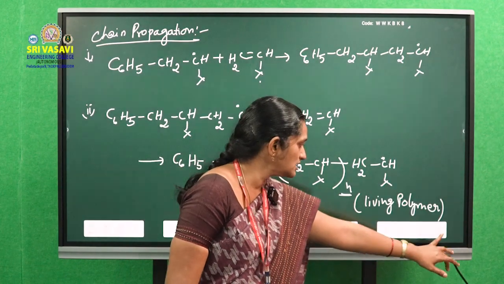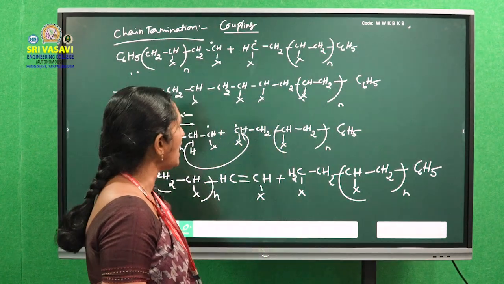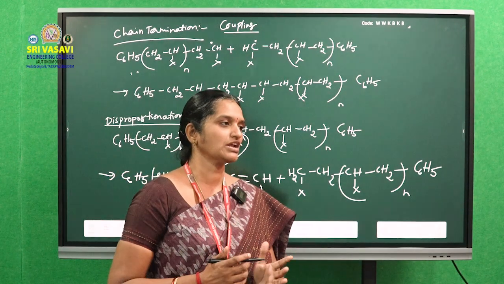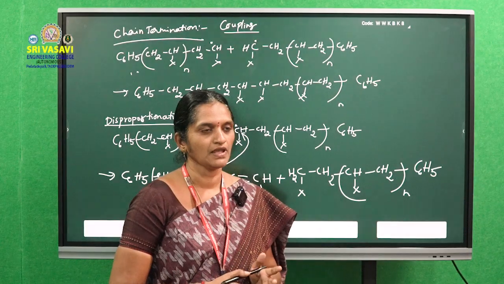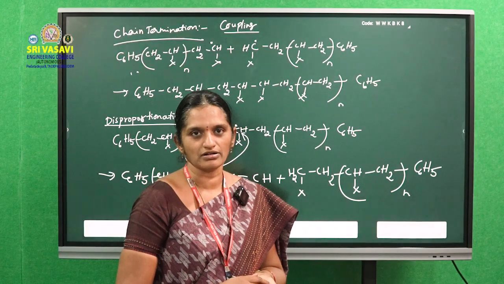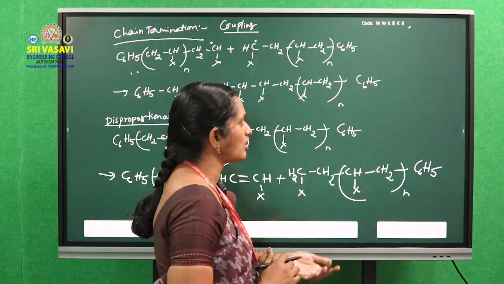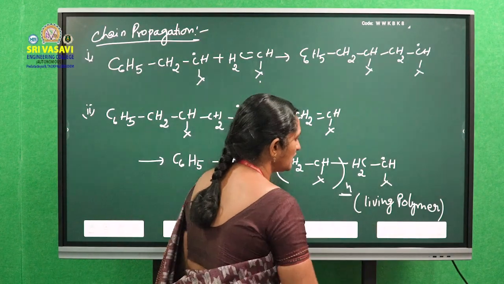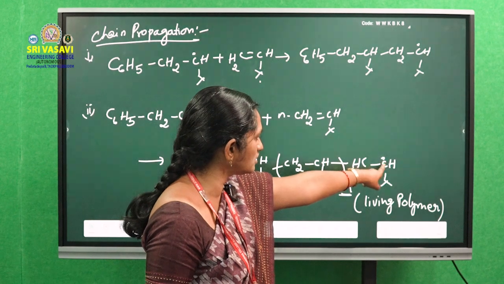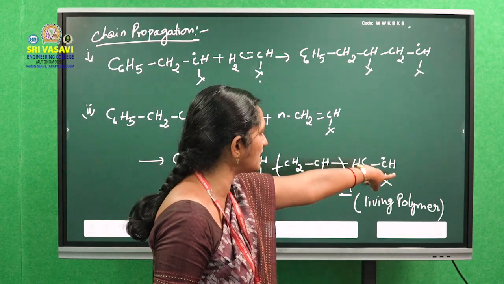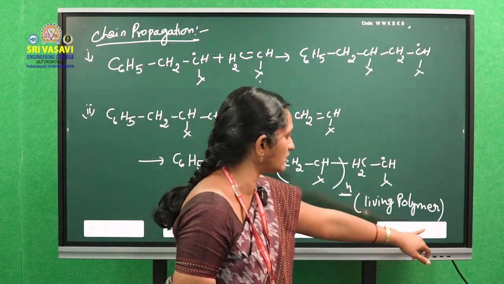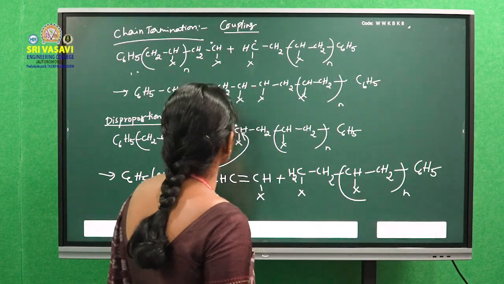Okay, next, chain termination means I want to stop the polymerization. For example, I want to add 500, but those are already completed, so I want to stop. To terminate means I want to remove this C dot on the polymer. If there is a free radical, there is a chance of one more monomer adding, so I want to remove it. That's why I'm going for chain termination.